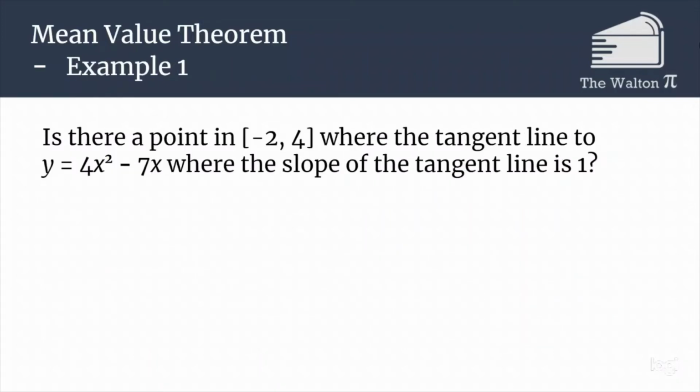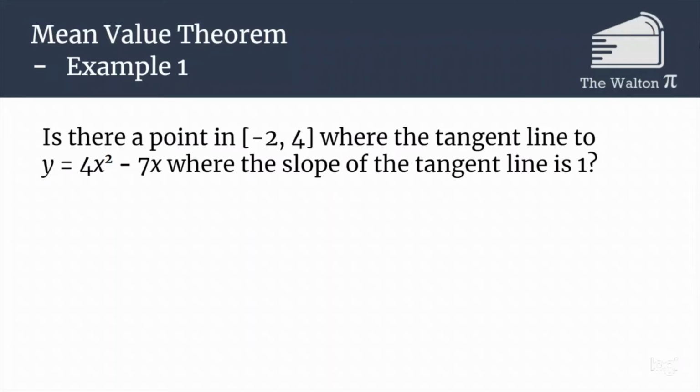So let's say we are asked to determine, is there a point in the interval -2 to 4 where the tangent line to y equals 4x squared minus 7x has a slope of 1?